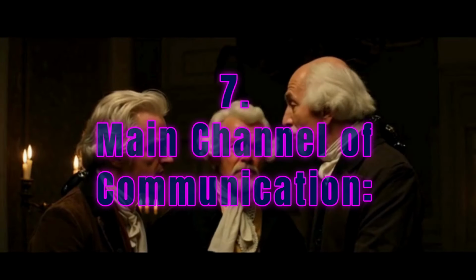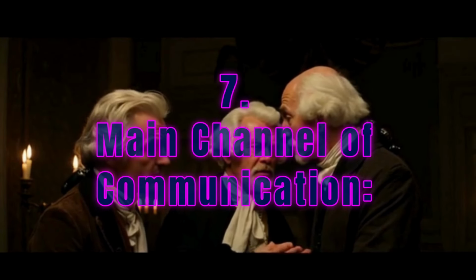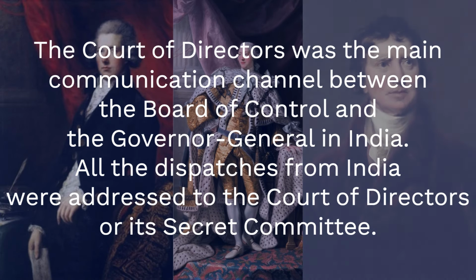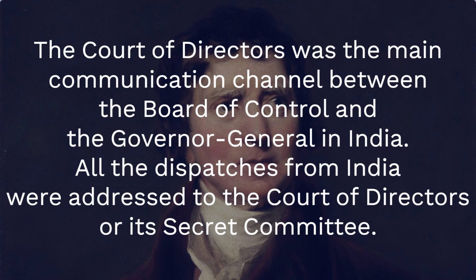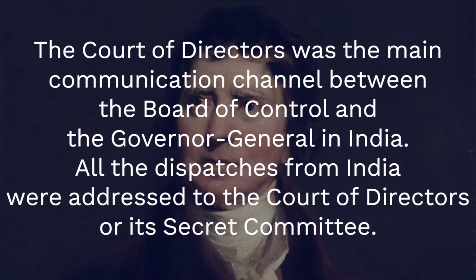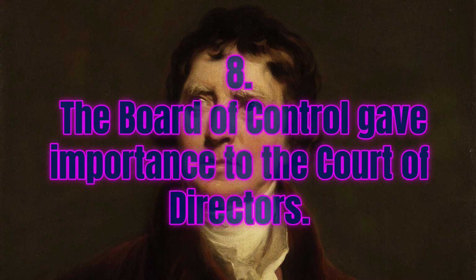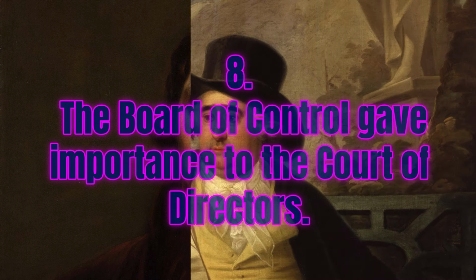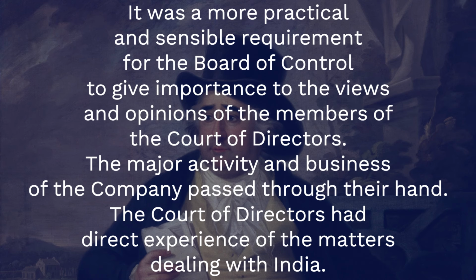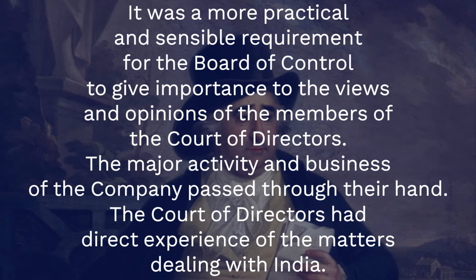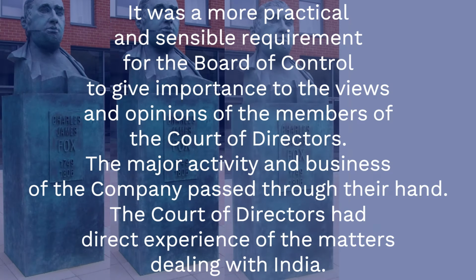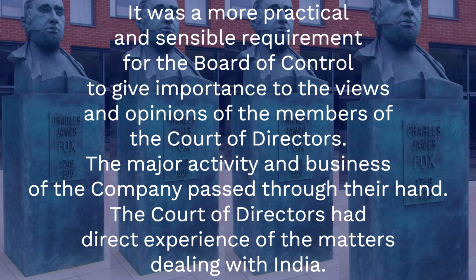7. Main channel of communication. The Court of Directors was the main communication channel between the Board of Control and the Governor-General in India. All the dispatches from India were addressed to the Court of Directors or its secret committee. 8. The Board of Control gave importance to the Court of Directors. It was a more practical and sensible requirement for the Board of Control to give importance to the views and opinions of the members of the Court of Directors. The major activity and business of the company passed through their hand. The Court of Directors had direct experience of the matters dealing with India.